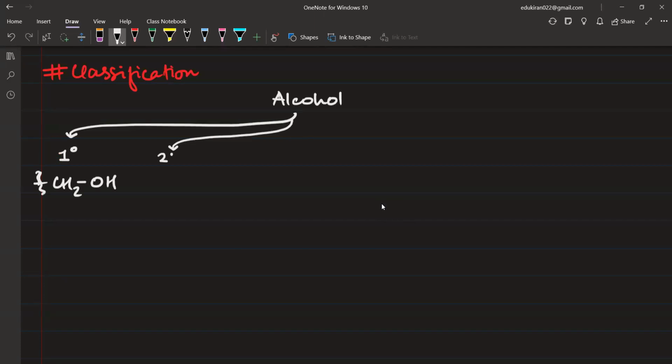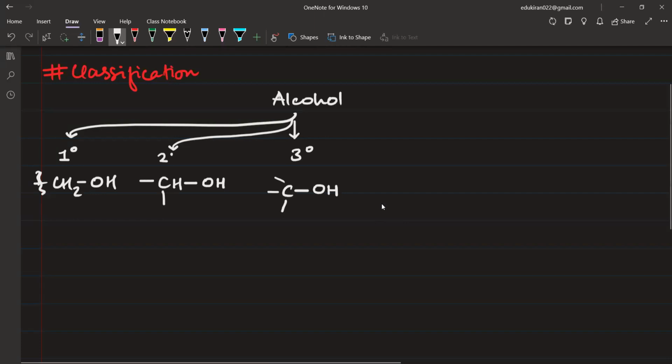Then you will have 2 degree. In 2 degree, you will have a carbon that is attached to another carbon atom. This carbon atom is attached to another carbon atom. Now this is having 1 hydrogen and OH. This is 2 degree. Then you can have 3 degree. In 3 degree, this carbon atom will be attached to 3 different carbon atoms and further attached to OH. So the alpha carbon is bonded to 3 different carbon atoms. In 2 degree, it is bonded to 2 different carbon atoms. And after 3 degree, you can have allylic.